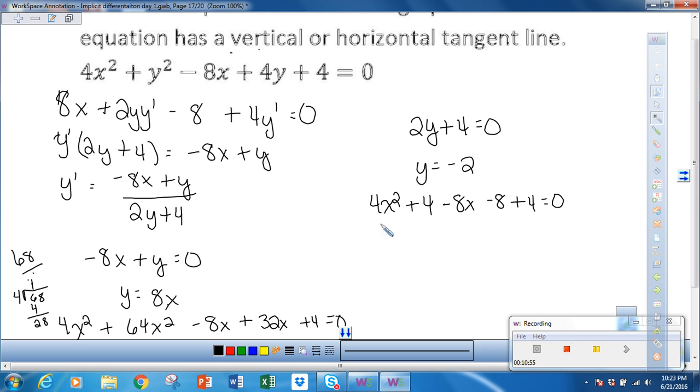So that gives us 4x squared minus 8x, and that's going to be 0. So that's going to be easy to solve. We get 4x squared minus 2 equals 0. So x is equal to plus or minus radical 2 when y is equal to -2. So this would be the equation of the vertical tangent line.